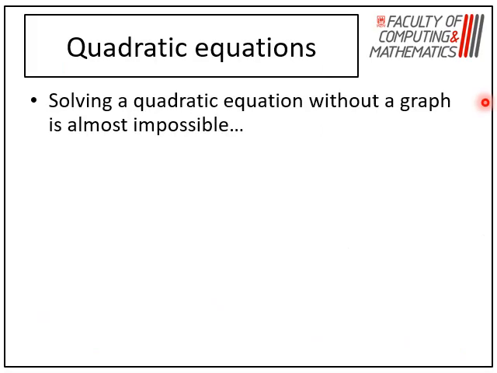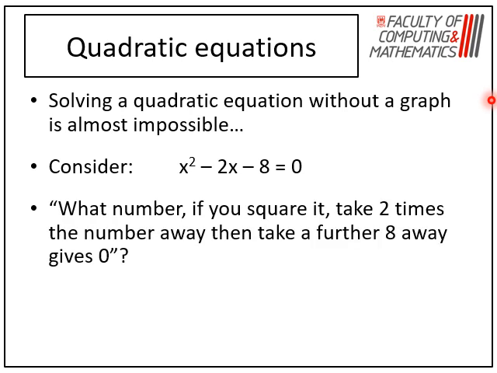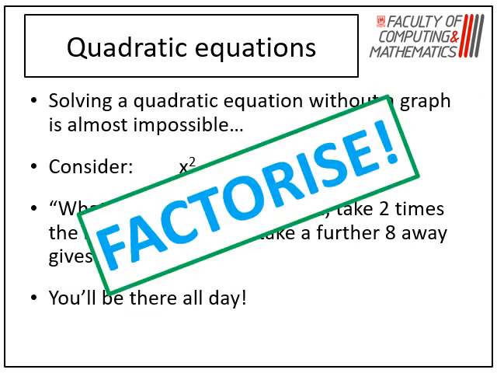In terms of solving quadratic equations, if you do it without a graph, it is pretty much impossible. For instance, if I gave you x squared take away 2x take away 8 equals 0, and I said solve that, give me a value of x, that essentially says what number, if you square it, take off twice that number and then take off another 8, gives you the answer of 0. You would literally be there all day if you were going to do trial and error. It takes far too long. So, like I've already mentioned in the learning intention, you need to factorise.